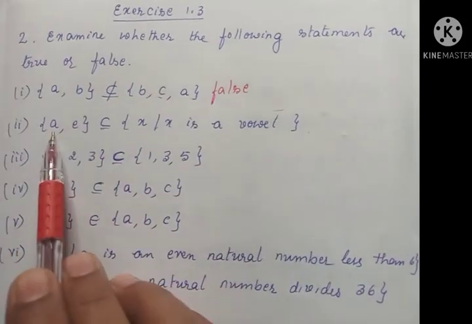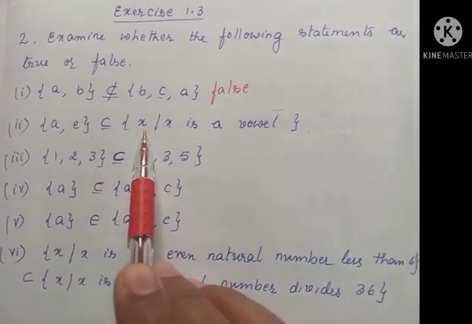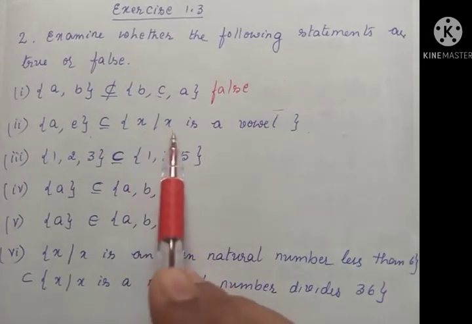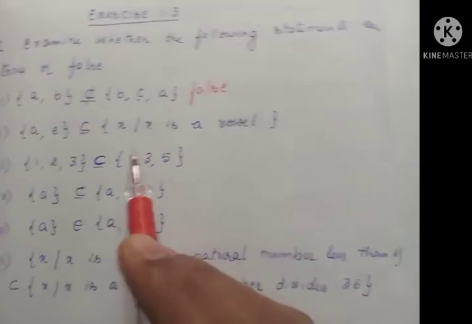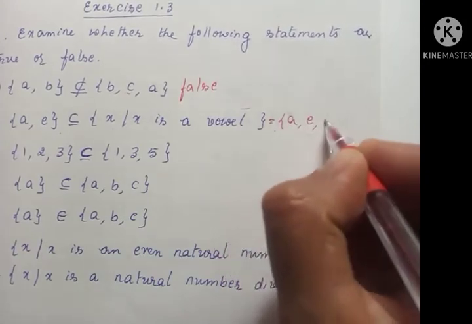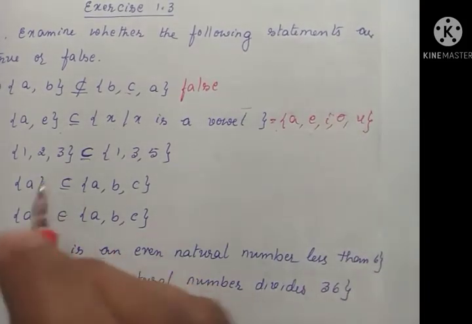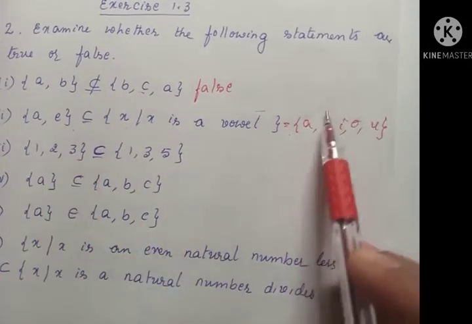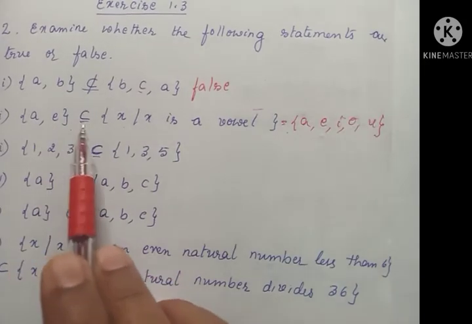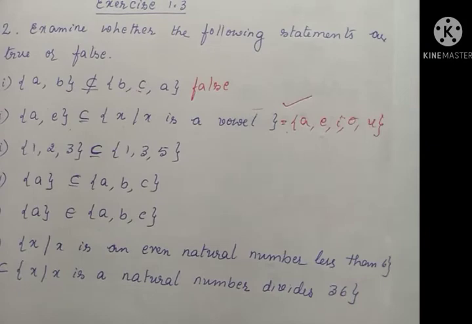Next one, a set having the elements A and E, and the second set is the set of all x, in set builder form, such that x is a vowel. If you write the elements for this set, the elements are A, E, I, O, U. So the first set has the elements A and E, the second set has A, E, I, O, U. Given that the first set is a subset of the second set, yes, this is correct.